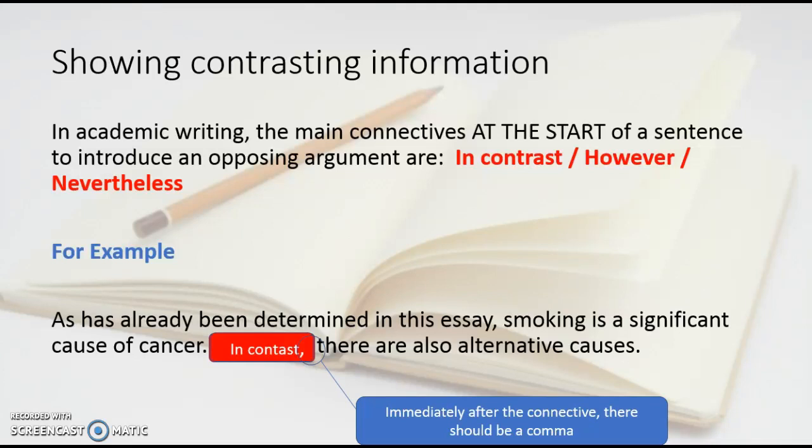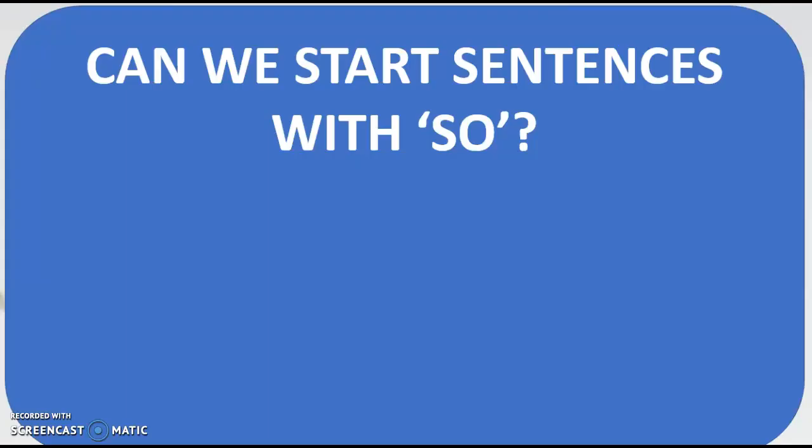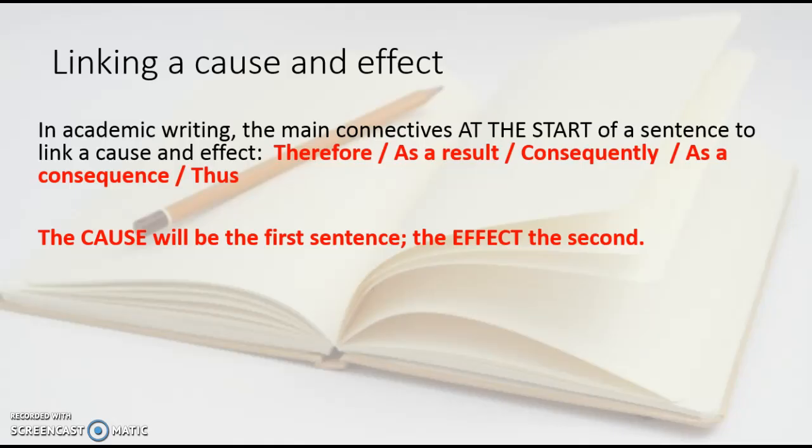Now, if we want to show an effect of the previous sentence, again, talking to friends, we can use "so" at the beginning of a sentence. But in academic writing, we really don't want to see this. What we'd like to see are phrases such as "therefore", "as a result", "consequently", "as a consequence", or "thus".